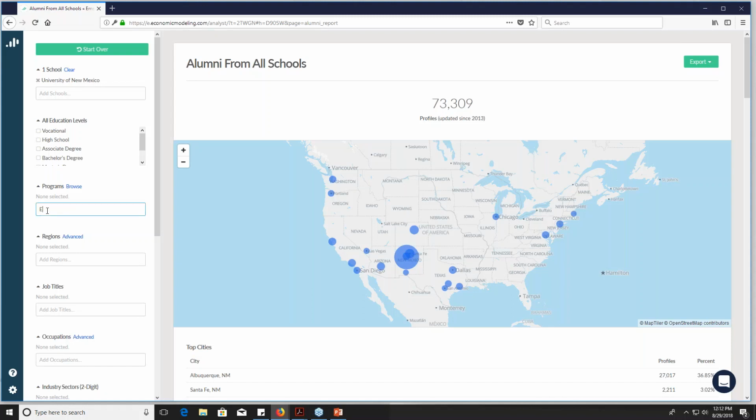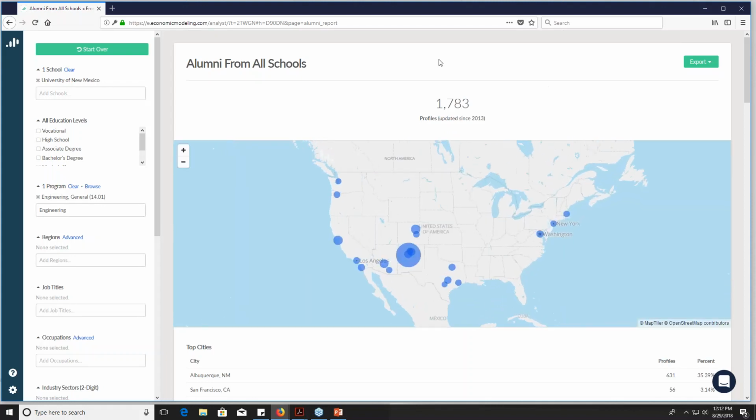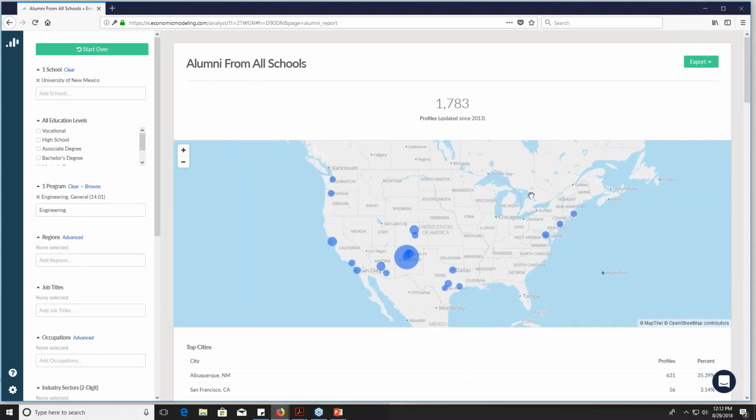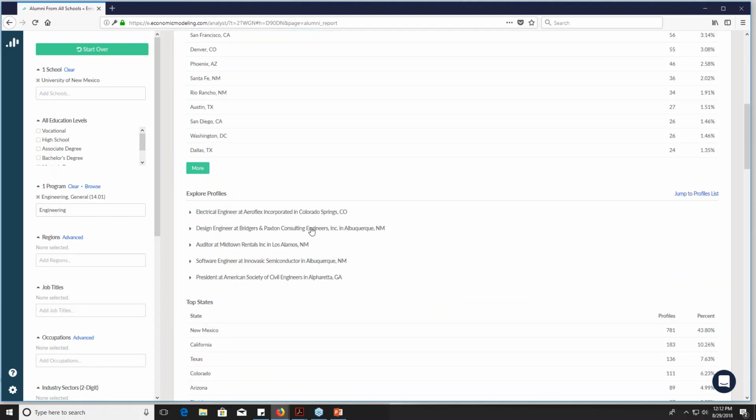And so again, I ran a general report on engineering, and you can click a number of reports here. So you can get very specific, which you'll see how I actually got specific. But I ran first just a general engineering report, and again, started digging a little bit at it. And again, it pulls up the same data, your top cities, your top companies, some of your profiles where you can actually see exactly where your alumni are going.